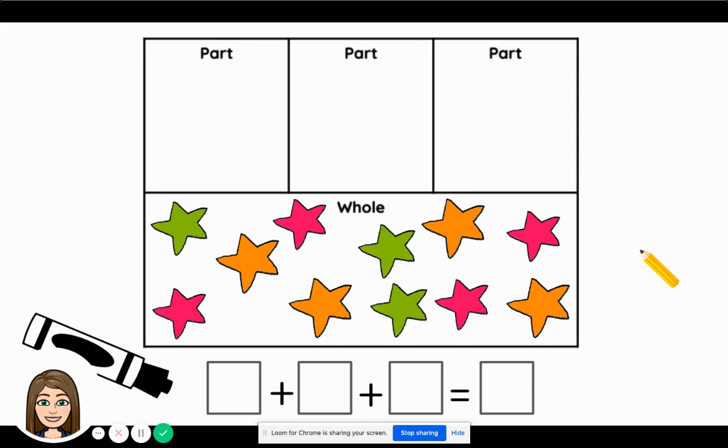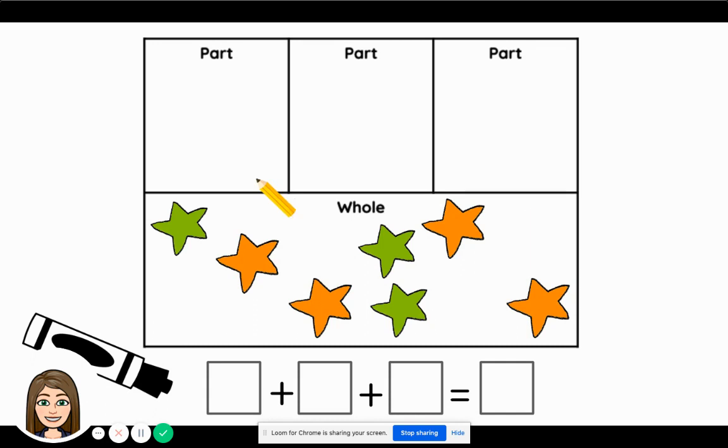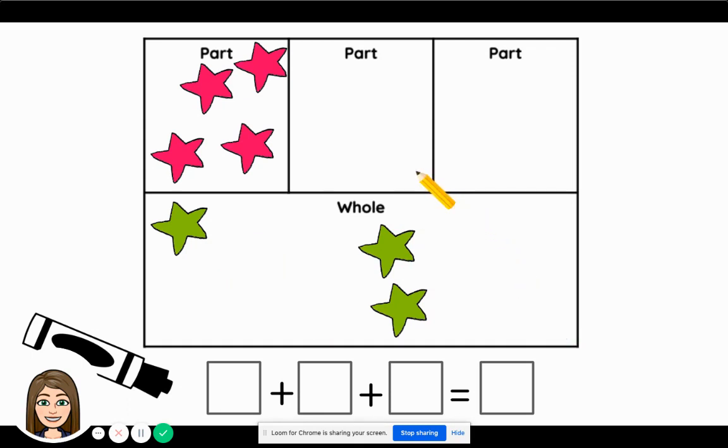4 of the stars are pink. 1, 2, 3, 4. I'm going to put them in this first part. 4 of the stars are orange. 1, 2, 3, 4. I'm going to put them in the second part.